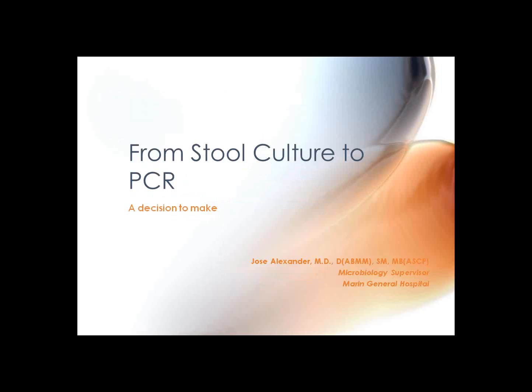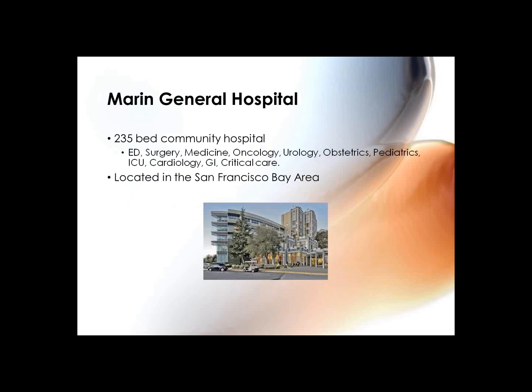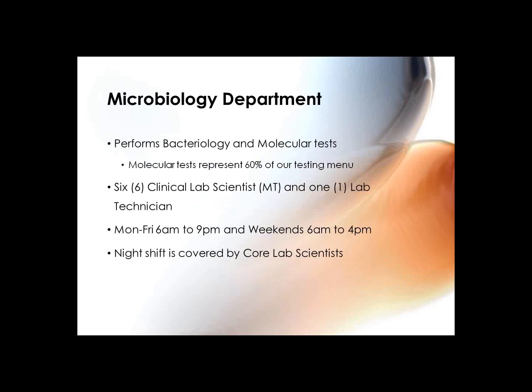To start, I just want to give you some brief information about our facility. This is Marin General Hospital. It's a 235-bed community hospital located in the San Francisco Bay Area. And you can see we have the basic medical and surgical services. Also, we serve a population of outpatients, including some from another hospital called Canfield Rehab Hospital. It's a long-term facility, and we also work with outpatient and medical groups.